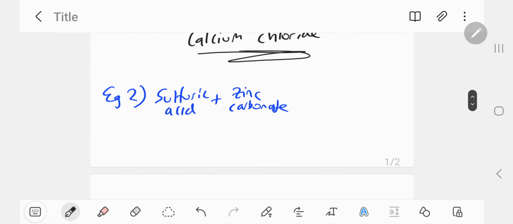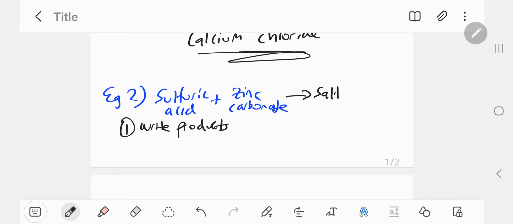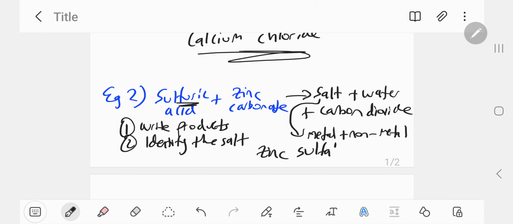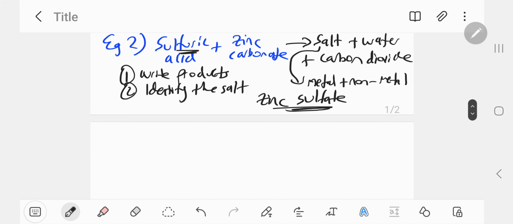Just as before, let's do some steps. Step 1 is to write down the products. In this case, salt, water, carbon dioxide. Step 2, identify the salt: metal plus non-metal. The metal, looking at the expression there, is zinc. Zinc is a transition metal. The non-metal name comes from the acid. Sulfuric, remember, becomes sulfate. And that's your salt.